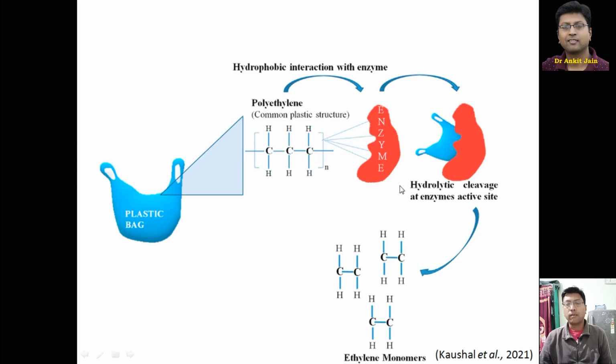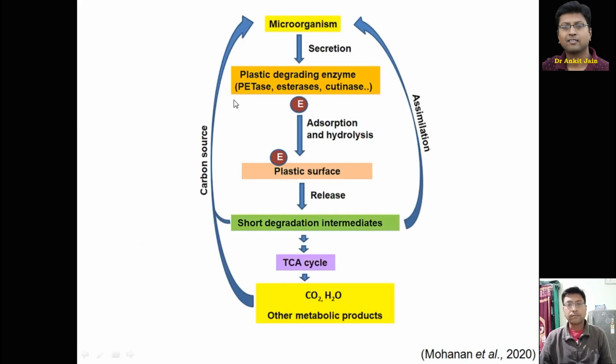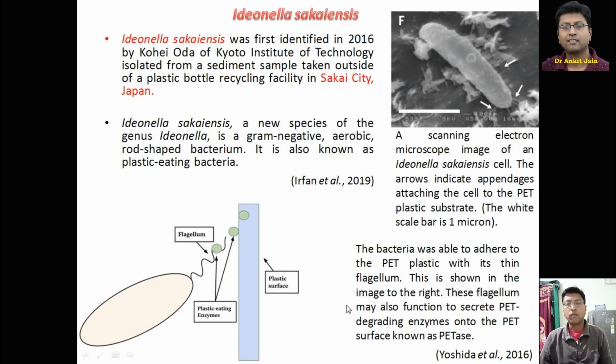The main reason plastic is digested is the production of enzymes by microbes, and these enzymes act on the substrate and finally degrade it into monomers. These are mainly the PETase enzymes, esterase enzymes, and cutinase enzymes. Further, these enzymes convert it into monomers, and finally it is mineralized under the TCA cycle, and there is production of carbon dioxide and water.